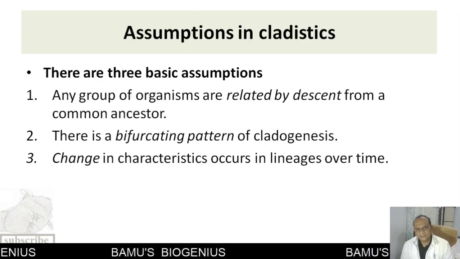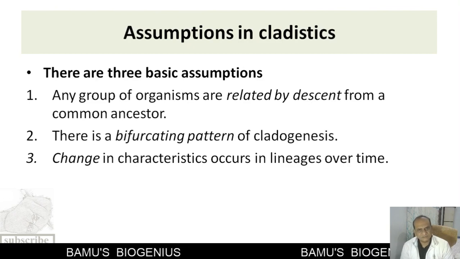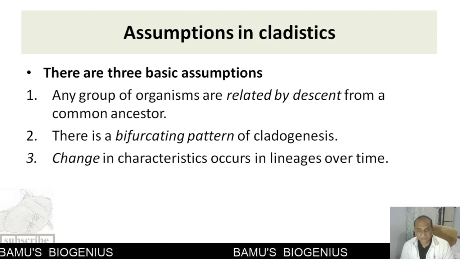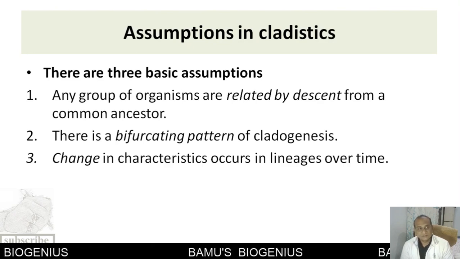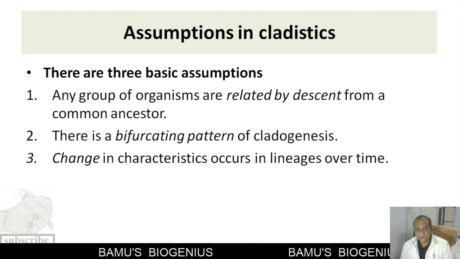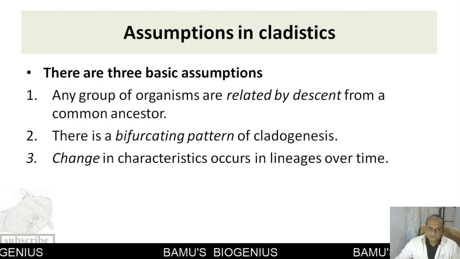Now, as we know, in every scientific method certain kinds of assumptions are necessary. In the case of cladistics also, we know that cladistics is a scientific method. It is a kind of hypothesis that predicts a relationship between the organisms under study, and for that purpose we have to make certain assumptions. In cladistics there are three basic assumptions that are required. Now we will discuss these assumptions one by one.